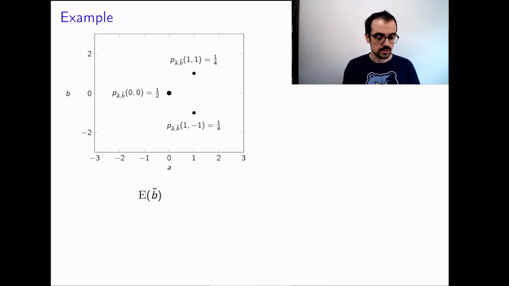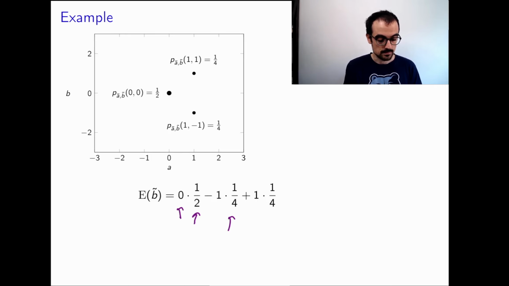The first thing we're going to do is estimate the mean of B, which can be obtained by summing the possible values of B times the corresponding values of the joint PMF. So for 1/2, B is 0, for 1/4, B is -1, and for 1/4, B is 1. When we add this up, the mean of B is 0.